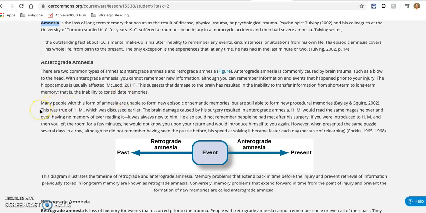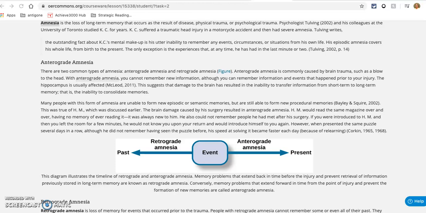All right, this was true of HM, which was discussed earlier. The brain damage caused by his surgery resulted in anterograde amnesia. HM would read the same magazine over and over, having no memory of ever reading it. It was always new to him. He could also not remember people he had met after his surgery. If you were introduced to HM and then you left the room for a few minutes, he would not know you upon your return and would introduce himself to you again. However, when presented the same puzzle several days in a row, although he did not remember having seen the puzzle before, his speed at solving it became faster each day because of relearning.